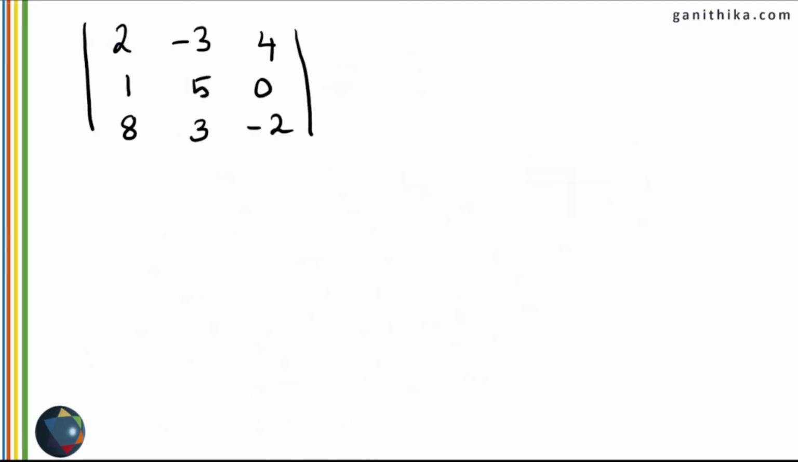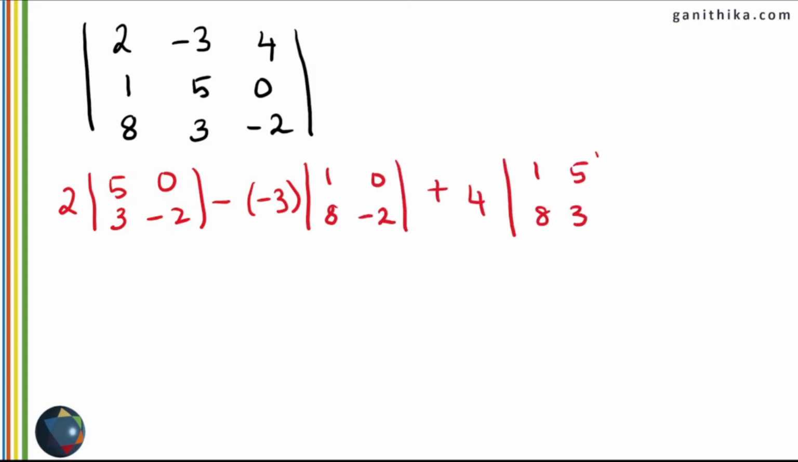Now the example here is 2 minus 3, 4, 1, 5, 0, 8, 3 minus 2. So start with the first row. 2 times the determinant will be 5, 0, 3, negative 2. Subtract. The second number in the first row is negative 3. Therefore be careful. Subtract negative 3 times the determinant got by removing the row and column of minus 3. You get 1, 0, 8, minus 2.